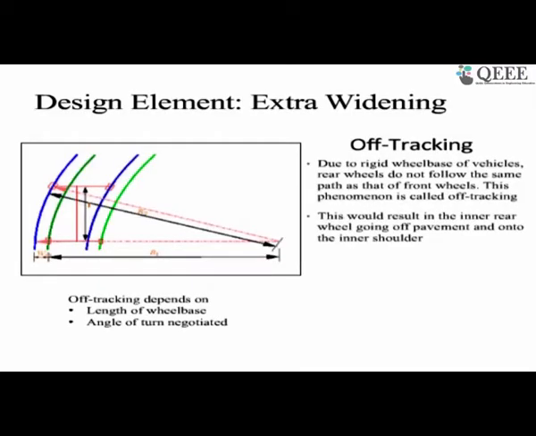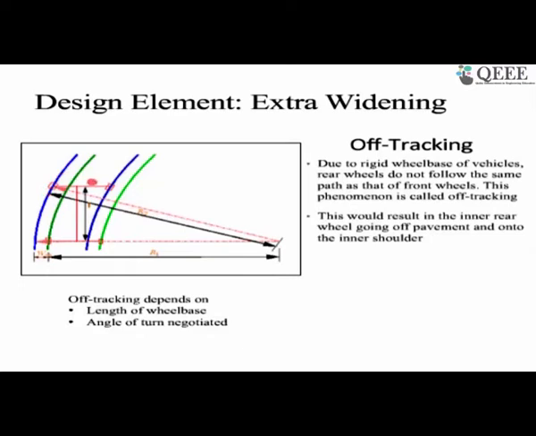The other component, whenever we have this curve, is that we need to provide extra widening. What is happening? For a vehicle which has a rigid base, the rear wheel doesn't track or follow the path of the front wheel. When the vehicle is traveling, this is exactly what is going to happen. If the front wheel is following the blue line, the rear wheel is actually following the green line, and so there is a difference between them, which we call off tracking.